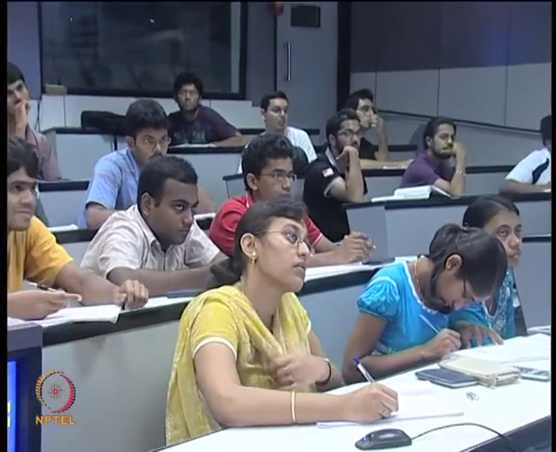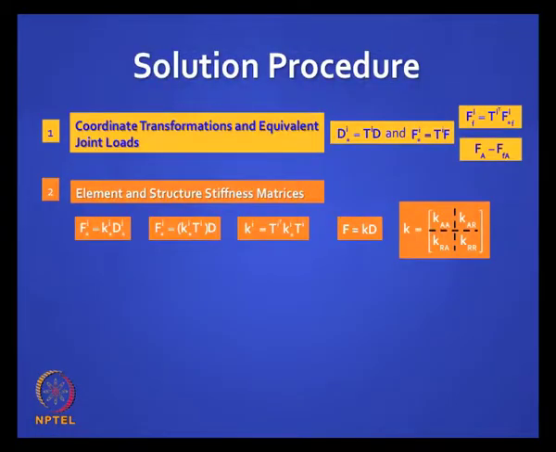Use the right term: element stiffness matrix, and generate the structure stiffness matrix. You have to bring it to this form. How we do it, we will see. You can do the transformation. Now you are ready to solve the problem. What is the next step you need to do?